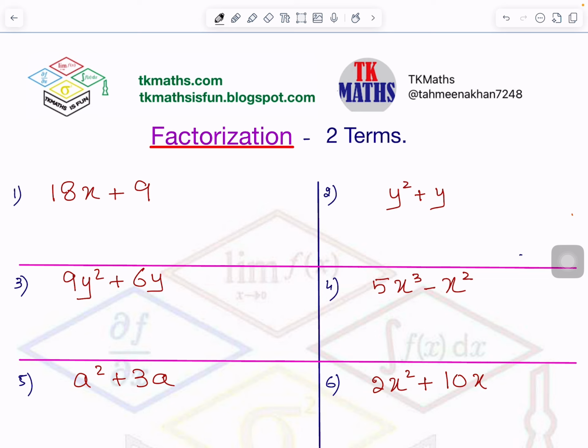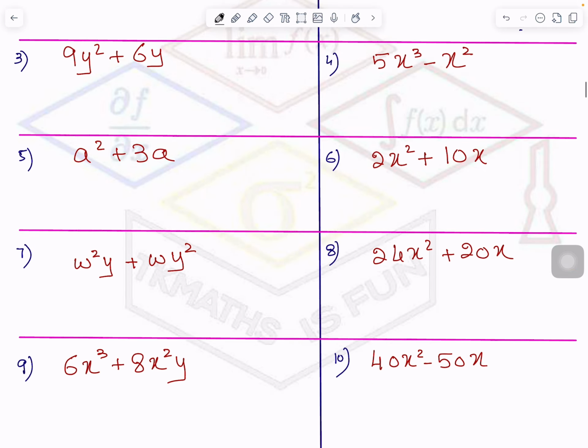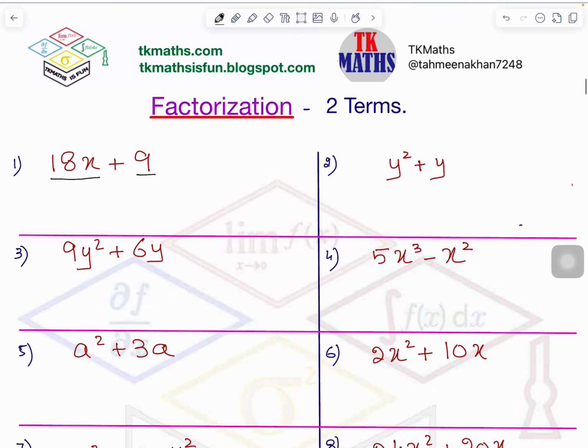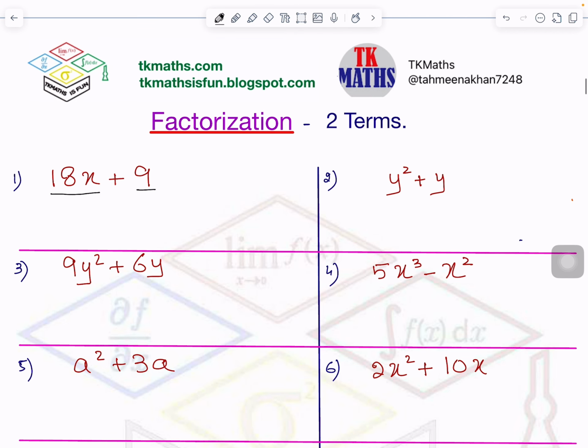For this topic, one thing is very important, that you should have very strong tables, multiples. 2 times 1, 2 times 2, 2 times 3, similarly up to 15. Then only this topic will be good to handle. So let's see. This is term 1 and this is term 2. All these questions have only 2 terms, you can see. Next page will be 3 terms.